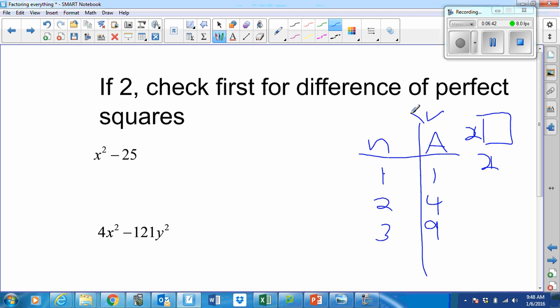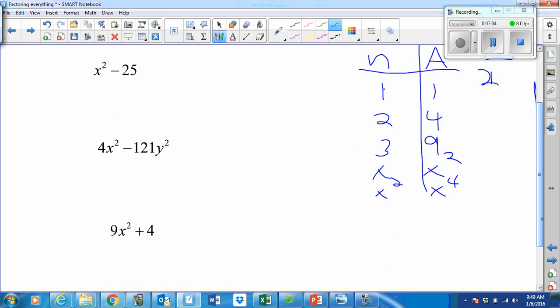But what about when there's a variable term? We can say, what if the side length is x? Well, then the perfect square would be x squared. What if the side length were x squared? Well, x squared times x squared would be x to the 4th. And what if the side length of the square were x cubed? Then the area of the square would be x to the 6th. So when you look at these variable terms and try and identify if they're perfect squares, you'll see that all of them have an even exponent. So when you have a variable term with an even exponent, it is a perfect square.